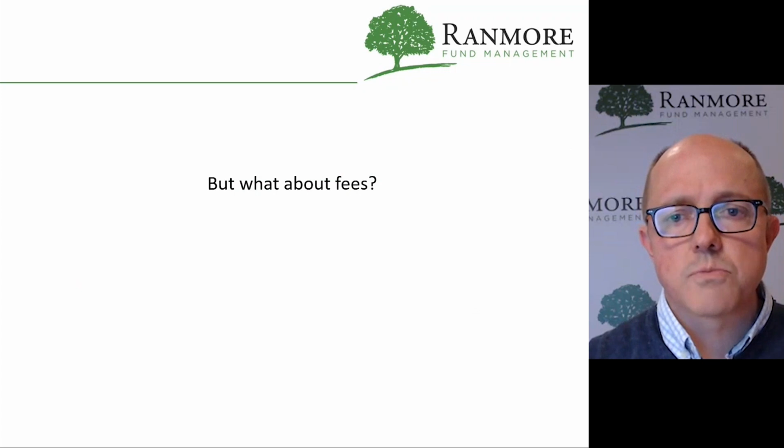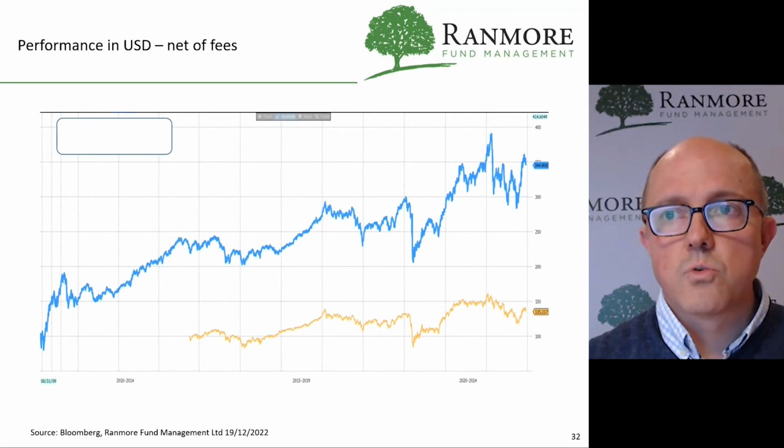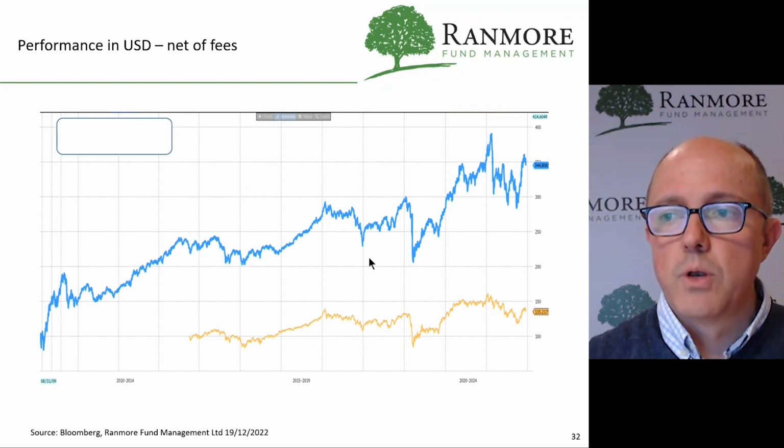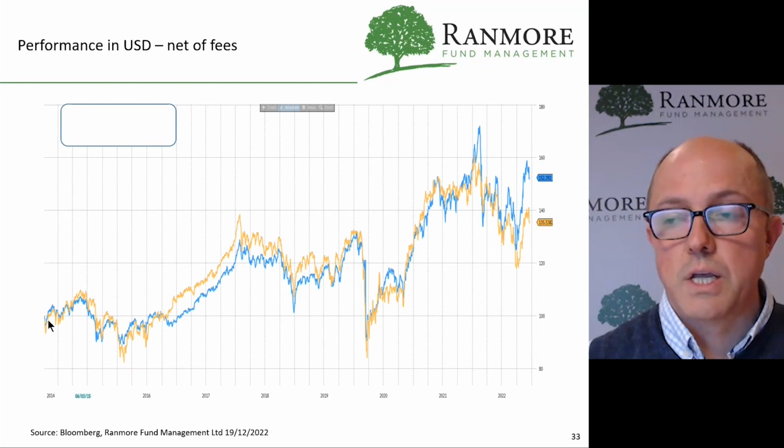Okay, but what about the fees? Because I want to invest in a passive value fund because I've heard that the fees are so much lower. Well, let's have a look. Performance is always in US dollars net of fees. The blue line is the Ranmore Global Equity Fund. I tried to find a world value ETF, and the oldest one I could find started back in 2014, which is quite interesting. It just shows you how recent these products are. So I had to compare apples with apples and have them start at the same date back in 2014. And you can see we have beaten this ETF, net of fees.